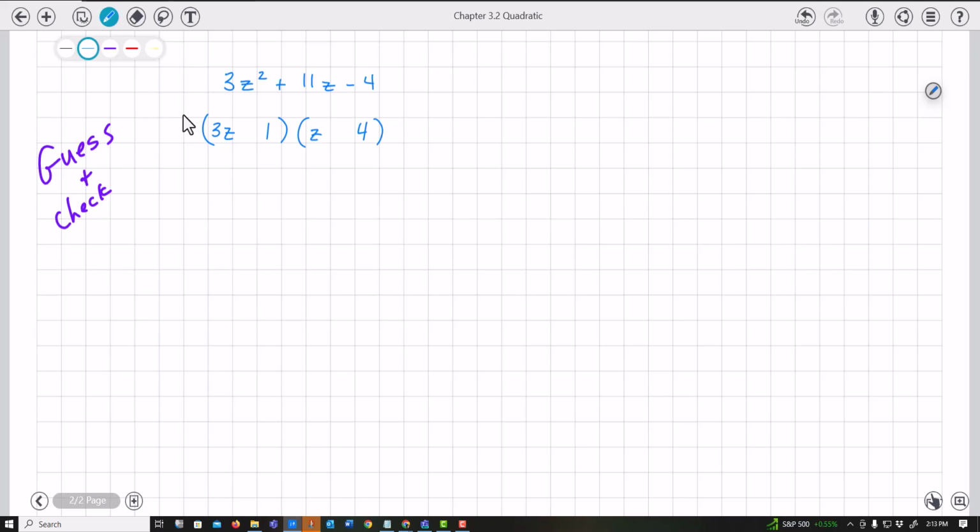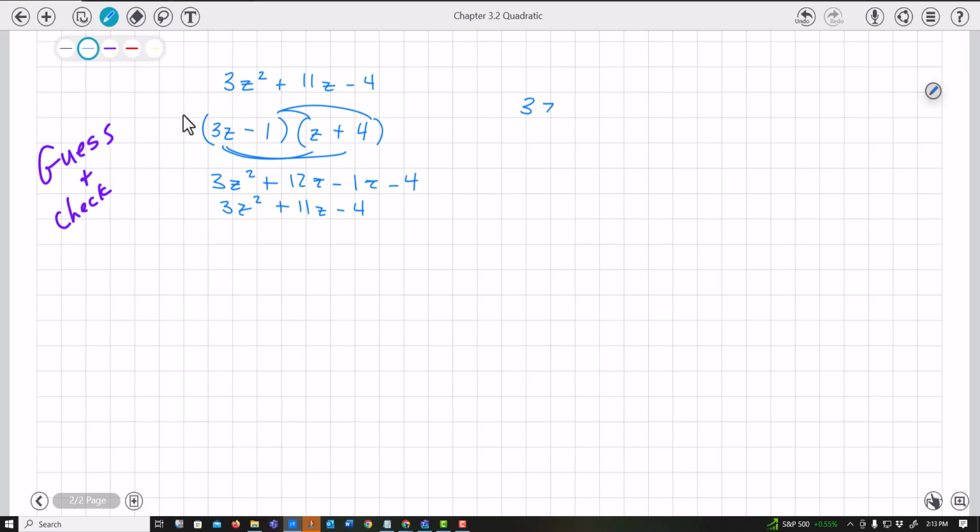The 3 times 4 is going to give me 12, so the larger value has to be positive, and then the smaller value, the minus. And once again, you could FOIL this, right? That's 3z squared, plus 12z, minus 1z, minus 4, which gives 3z squared plus 11z minus 4, and it worked. That's why it's called guess and check, because I guess, and then it worked out fine.